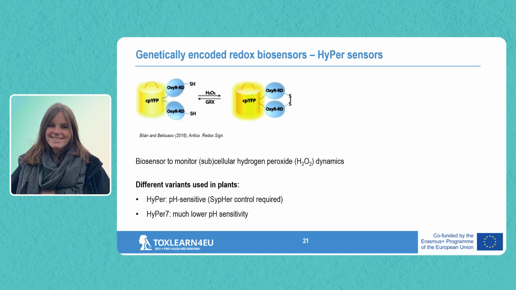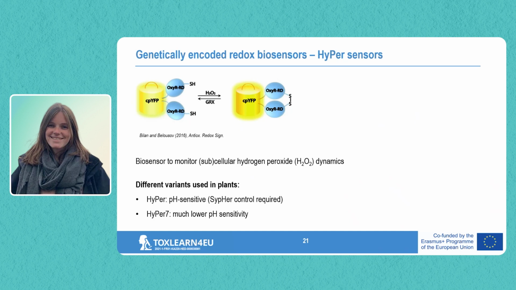Now, in plants, there are different variants of this HyPer. In animals, you even have much more. But the first one was just simply called HyPer for hydrogen peroxide. But the big disadvantage of this one is that it's also pH sensitive. So if you see a change in the spectrum, it could mean that there is a difference in hydrogen peroxide levels, but it could also mean that the pH in the cells is changing. And of course, that's not what you're interested in.